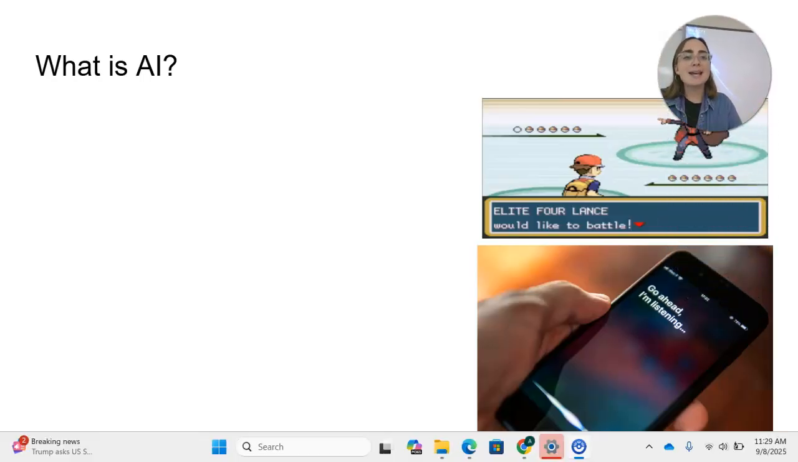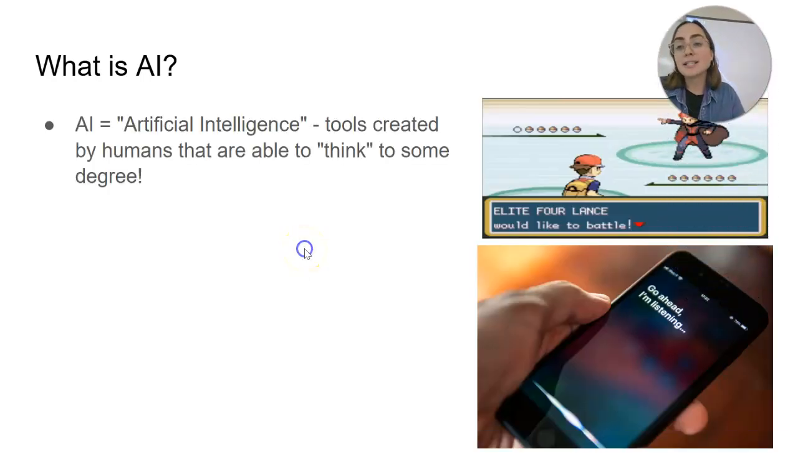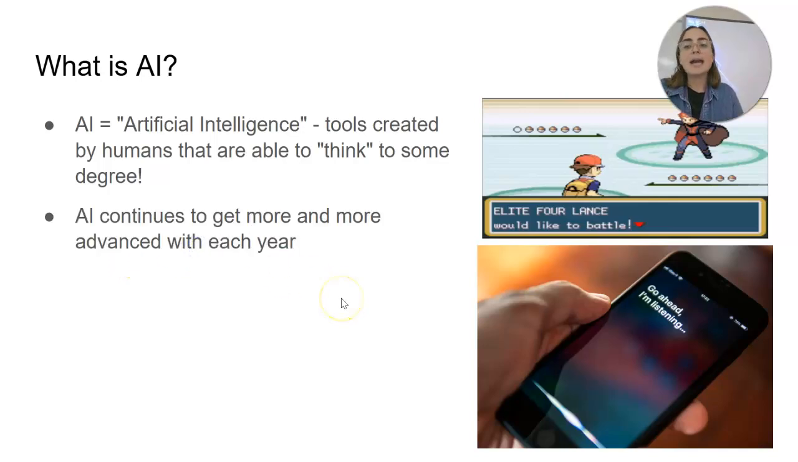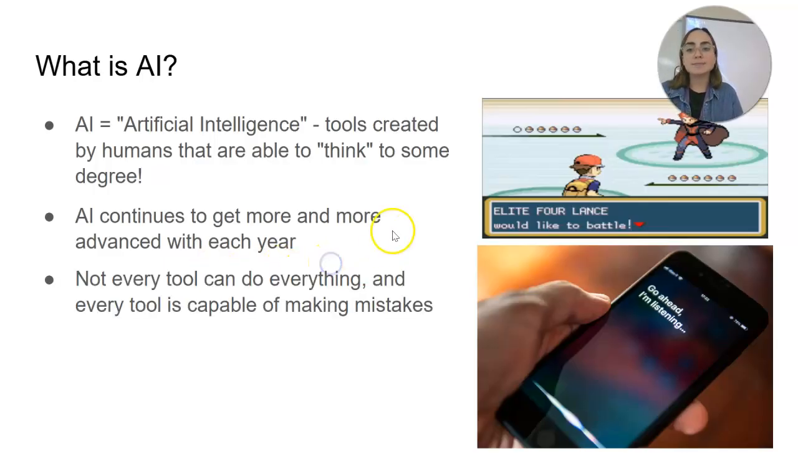So what is AI? I'm sure that you have heard of this. AI stands for artificial intelligence, which just means a tool created by humans that's able to think in some degree. AI is advancing every single year. It continues to get more and more advanced, and we learn more and more ways that we can use it. So it is literally evolving as we speak.